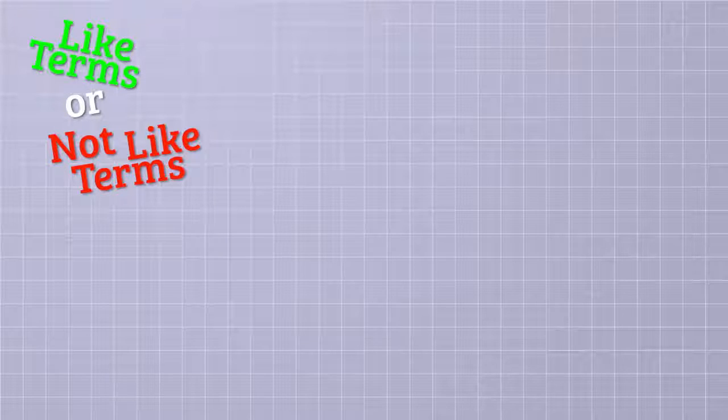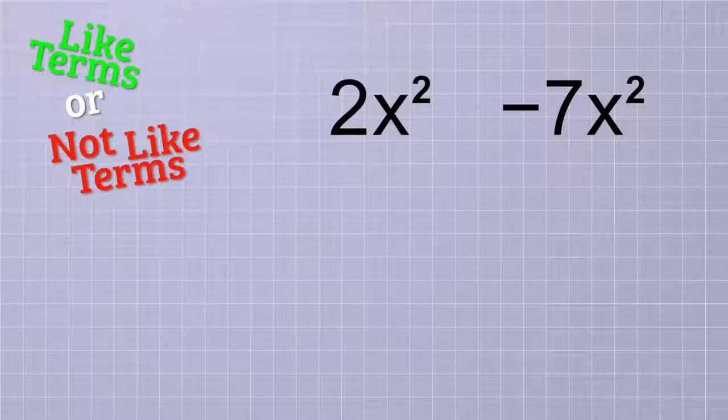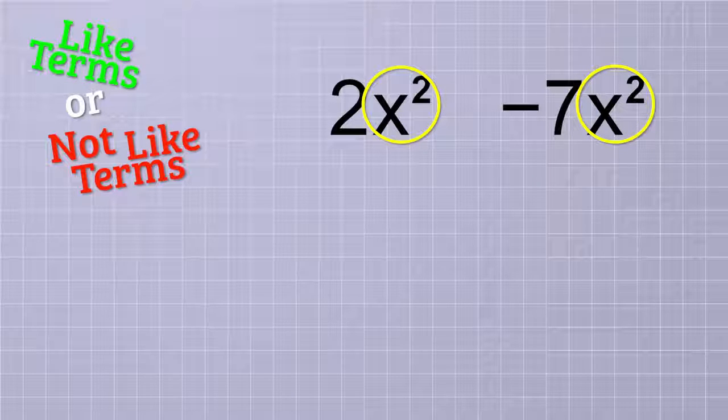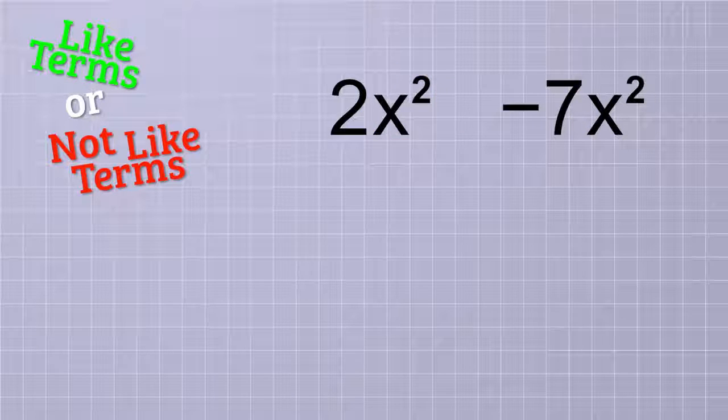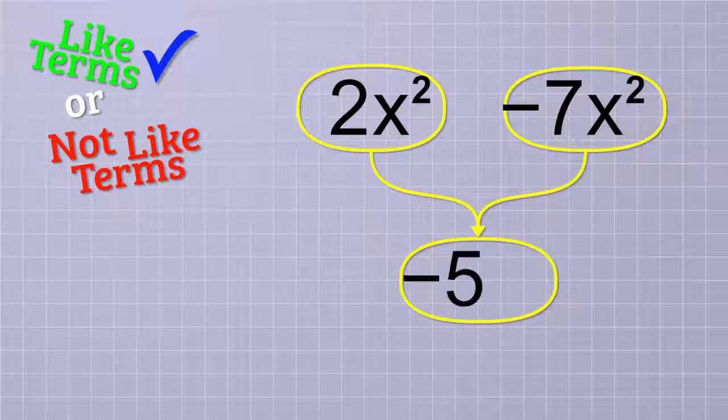Okay, but what about these terms? 2x squared and negative 7x squared. Well, the variable part in both is exactly the same. It's x squared. So yes, these are like terms and we can combine them. Notice that one of the terms is negative, so when we add the number parts, we'll end up with negative 5. So these combine to negative 5x squared.